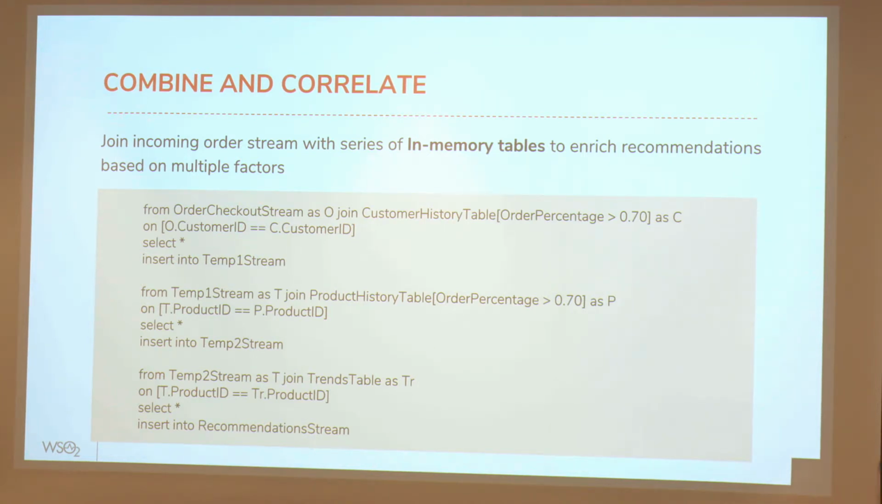And then that temporary stream, I join with the next table. All right? And so I can do this as many times as I want. And then finally, I send all of those things into a recommendation stream, which I will use to filter further and send out the recommendations to the customer.